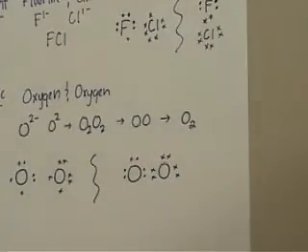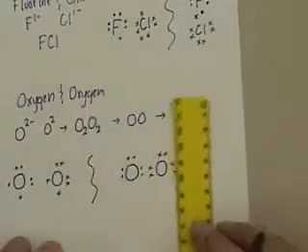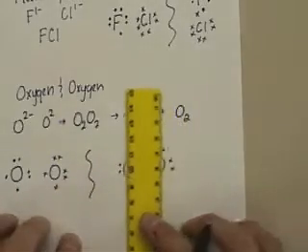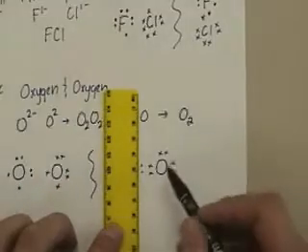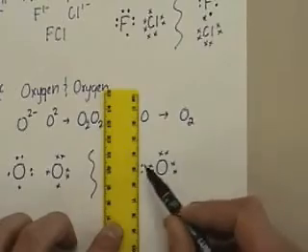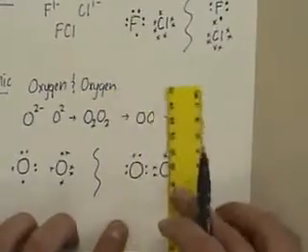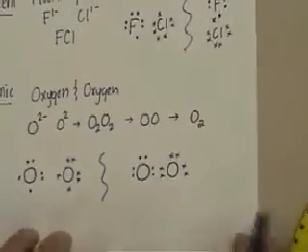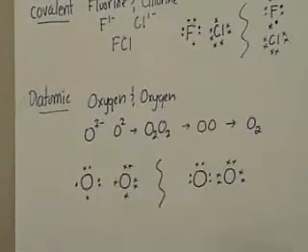Where's my ruler? Eight there, 6 and these 2 is 8. So 6, 7, 8 stable. 6, 7, 8 stable. That's your structure using Lewis dot diagrams for your diatomic for O2. There you go.